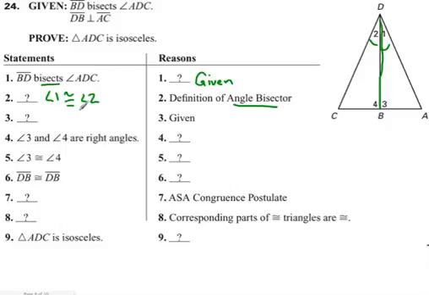So that gives us an angle. Our second piece of given information here is that segment DB is going to be perpendicular to segment AC. Because of this, we can actually draw this symbol.